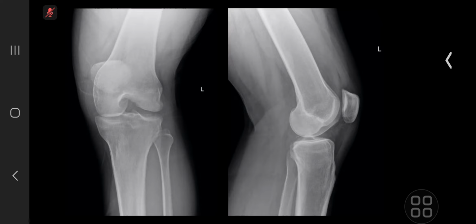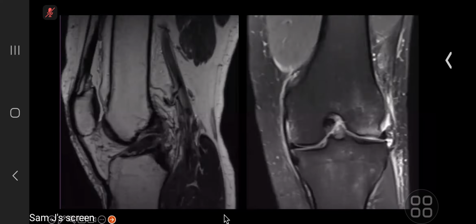Okay. So we have done MR for this patient. I'll just show you the MR also. So we have two views here. On the left of the screen is a fat-sensitive view. And I think this is showing the anterior cruciate ligament, which has some high signal within it.